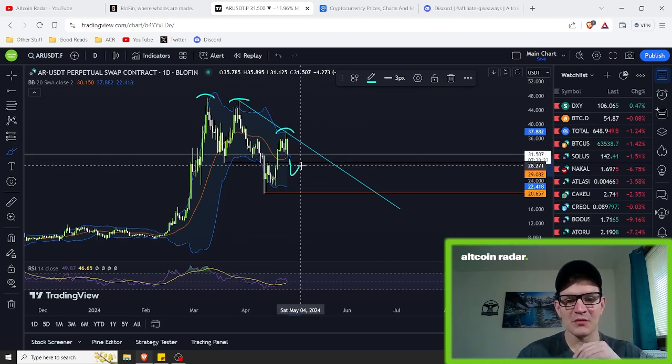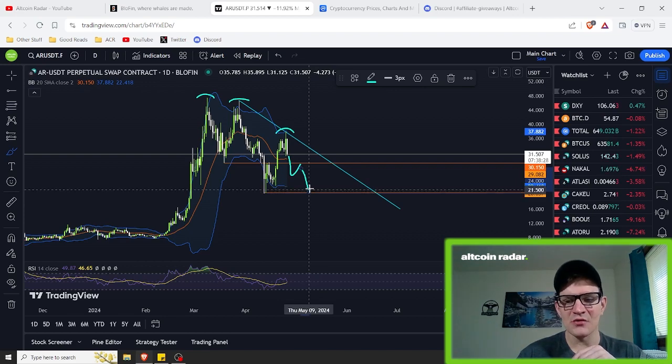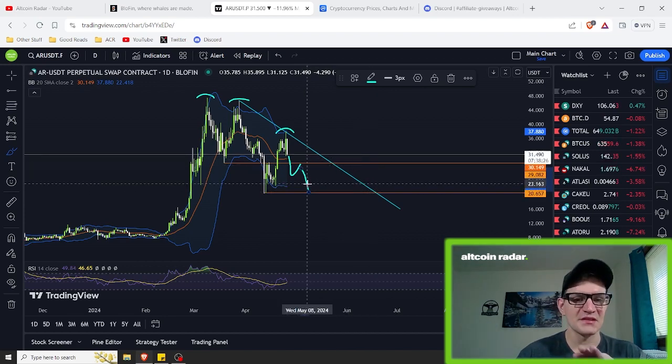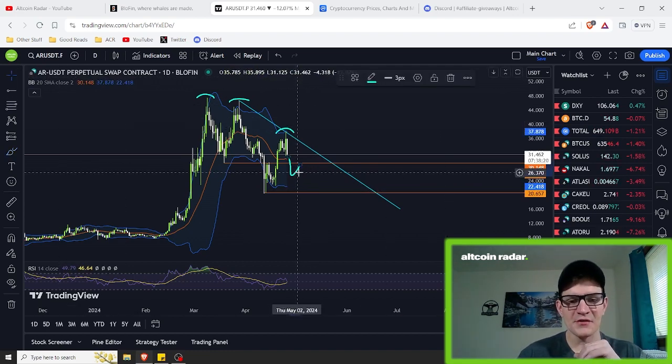If we don't, we'll probably end up bouncing off of that back to the downside and retesting this low here of $20.65, which is another clear support level, all right? So that is overall my bearish scenario here.